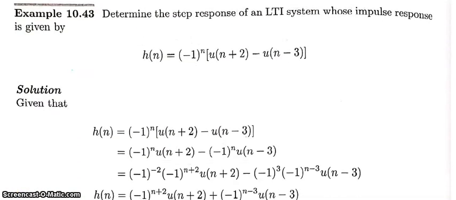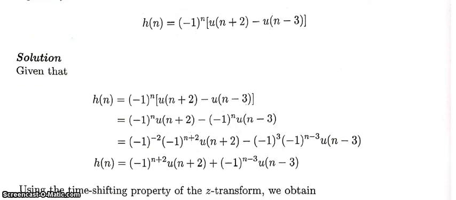Next question: determine the step response of an LTI system whose impulse response is given by h of n equal to minus 1 raised to n into u of n plus 2 minus u of n minus 3. In order to obtain h of z, the system function, we are going to first express the given h of n in a standard form. So h of n is minus 1 raised to n u of n plus 2 minus u of n minus 3.